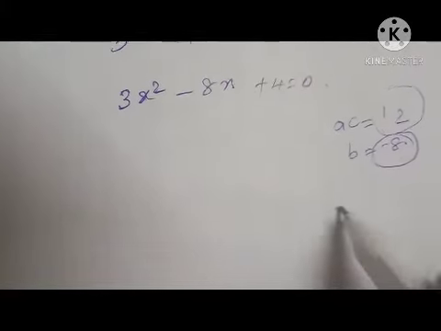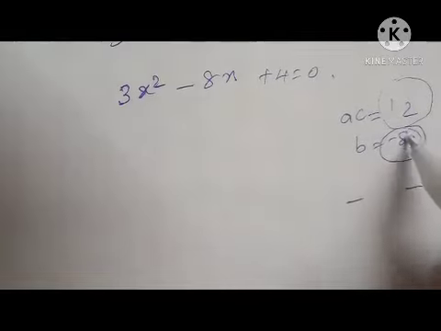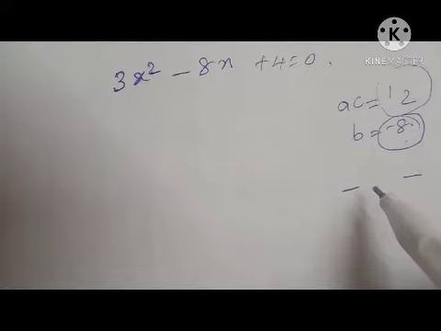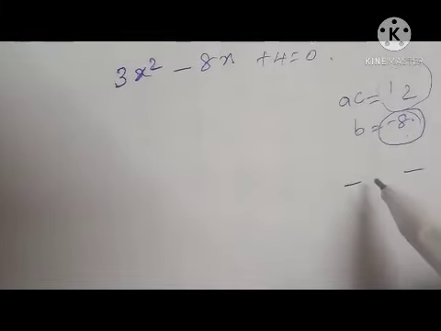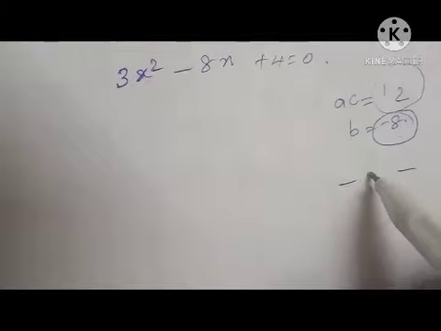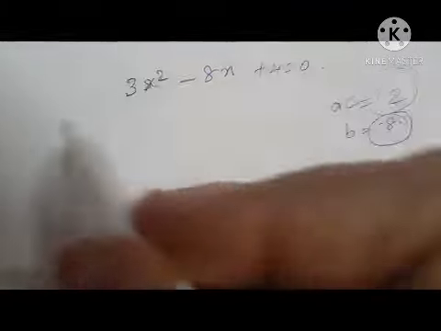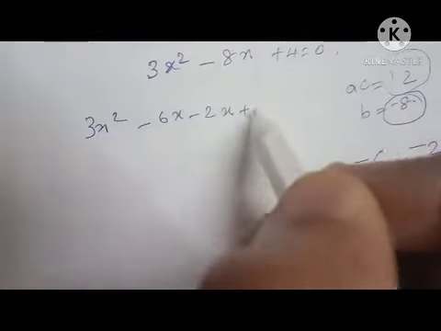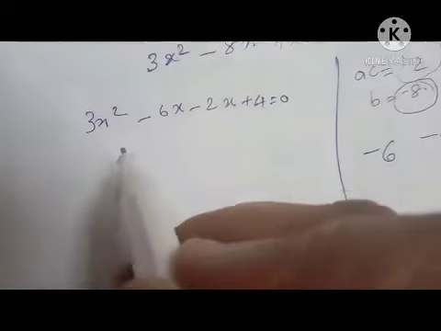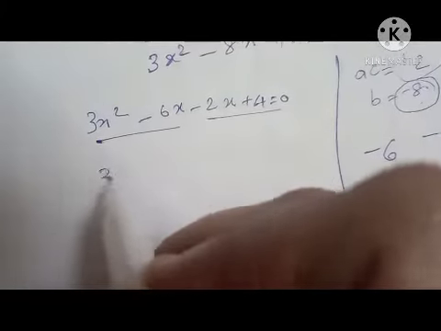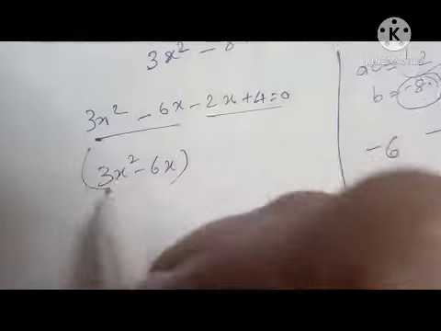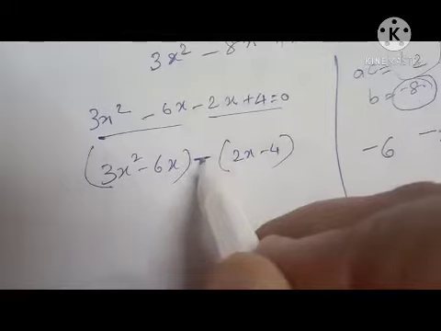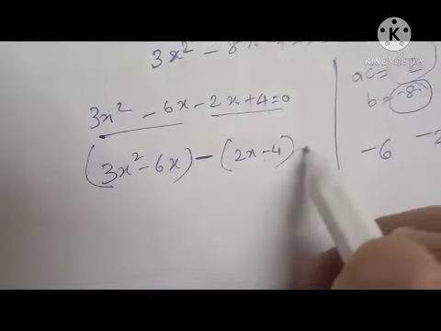That means both numbers have a negative sign. Their sum is 8, product is 12. So which are such numbers? 3 into 4 is 12, but 3 plus 4 is not 8. 6 twos are 12, 6 plus 2 is 8. So we can write 6 and 2. So 3x square minus 6x minus 2x plus 4 equals 0. Then we can group them. So 3x square minus 6x is in one group. Then minus 2x minus 4. When we put the bracket after the minus symbol, then this sign should be changed.